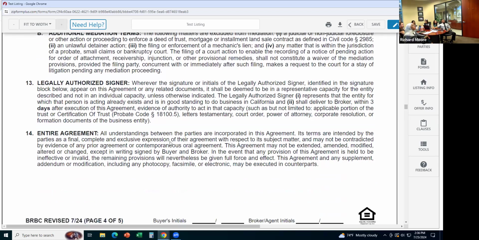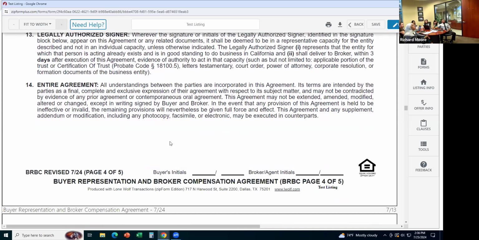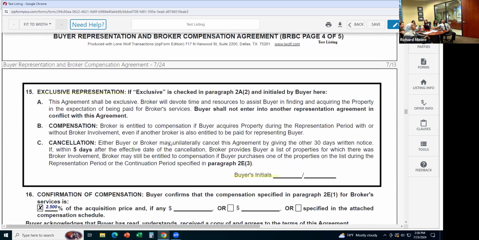Let's see, management approval, dispute resolution, let's keep going here. Legally authorized signer, you guys know what that is, entire agreement. Oh, so here's section 15. If you check mark the box for exclusive, they also have to initial in this section, saying that, yes, I do agree that this is gonna be exclusive, so by initialing here, I did see that box that was checked.